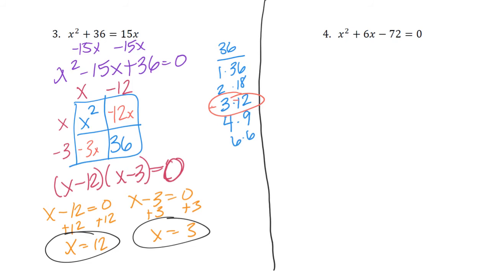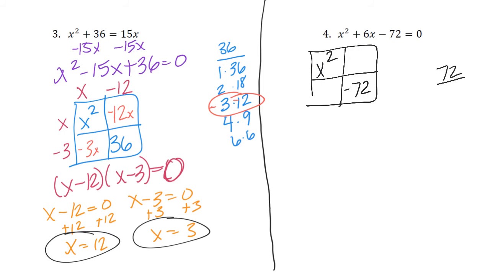Okay, so let's look here, and we don't see a GCF, so we can go ahead and start trying to factor this. So go ahead and fill it into the box. X squared, negative 72. So I need to look at factors for 72. So 1 times 72, 2 times 36, 3 times, I don't even know, I'm going to have to use my calculator.